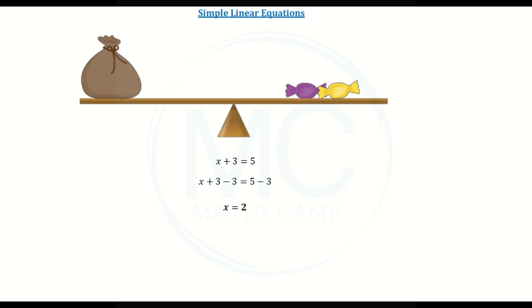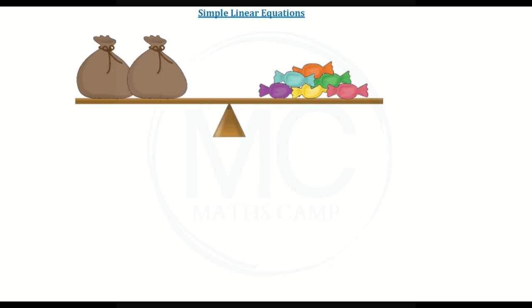Let's look at another example. Here we have 2 bags on the one side of the scale and 6 sweets on the other. We want to know how many sweets are in one bag. The bag is our unknown variable x. Here we have 2 bags. So down here we can say 2x. On the right-hand side, we have got 6 sweets. So here we can say 6.